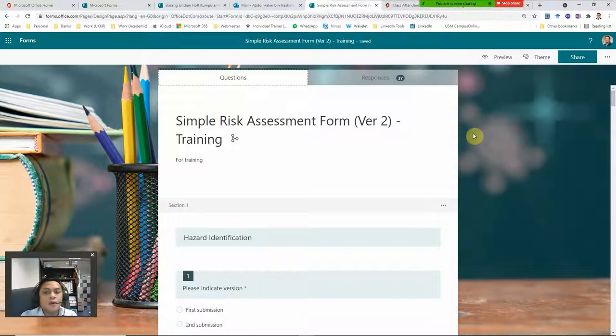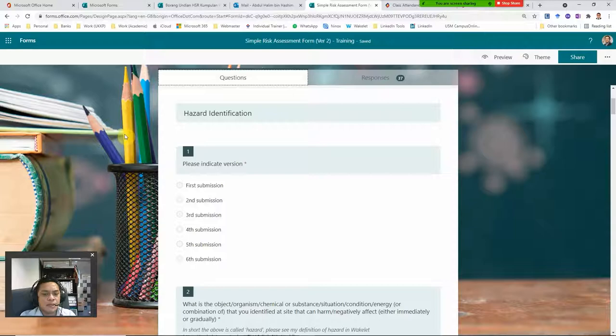The first part: there are three major parts of risk assessment. The first part is hazard identification. The second part would be risk assessment. And the third part would be risk control. If you put all together these three components, you will find that it forms HI for hazard identification, RA for risk assessment, and RC for risk control, HIRARC. That is what a lot of Malaysians call it, HIRARC.